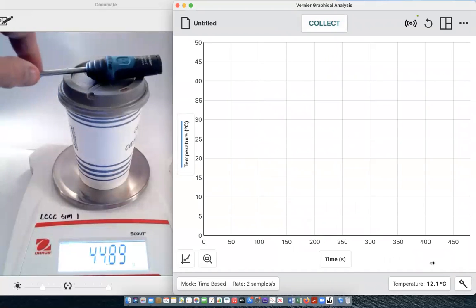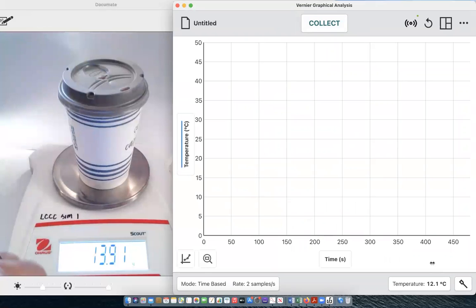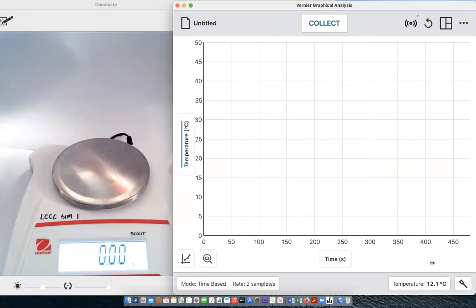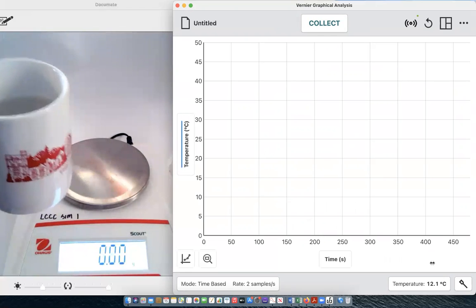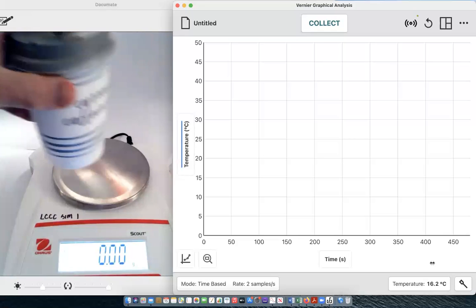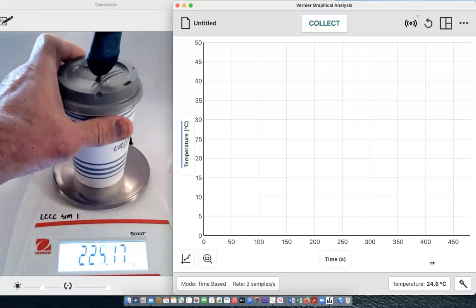Right now I'm going to take my cup and I'm going to add to that some warm water that I heated up in the microwave. I'll dump that in, put my lid on and my temperature probe down inside, and we'll set that on here and we're good to go.